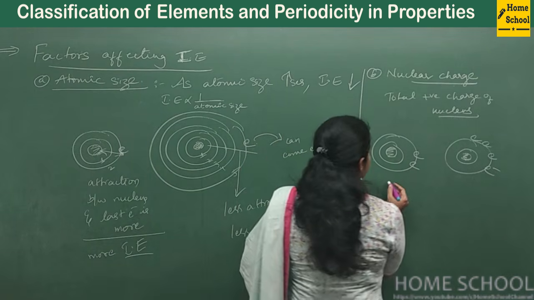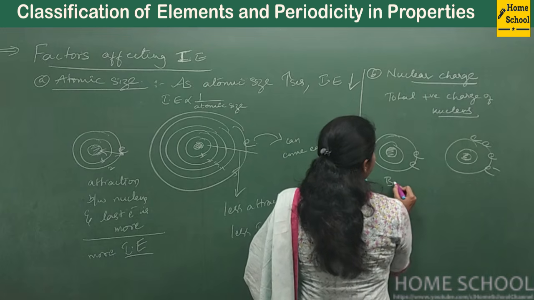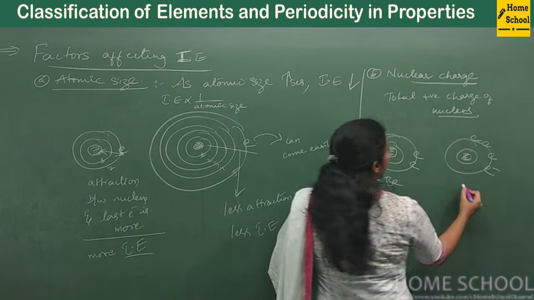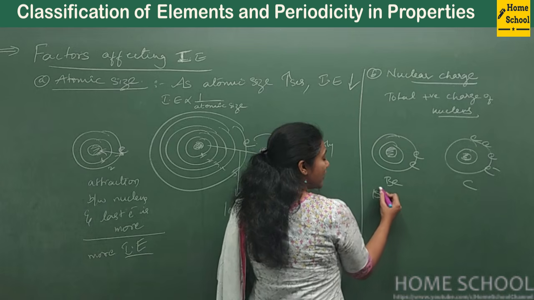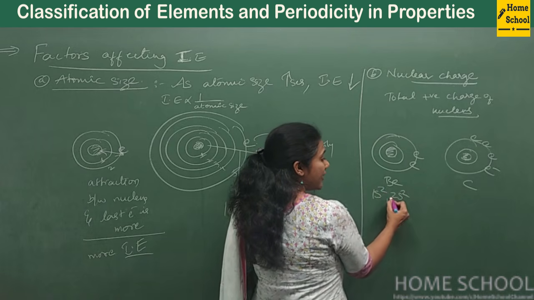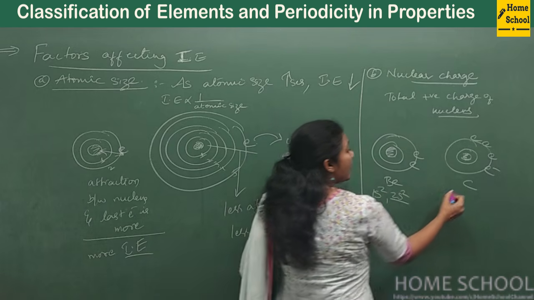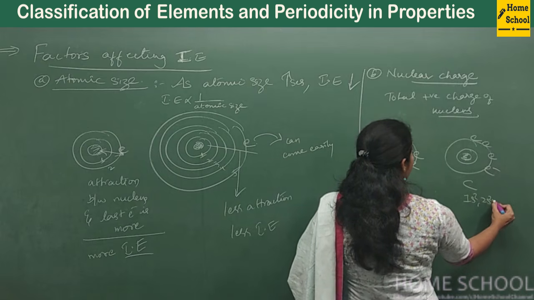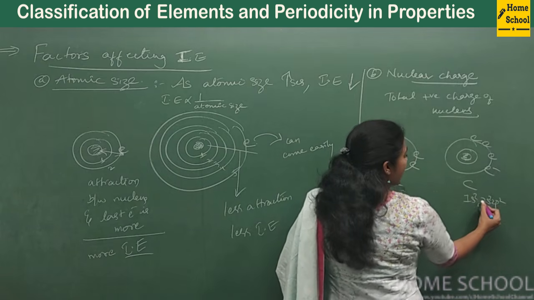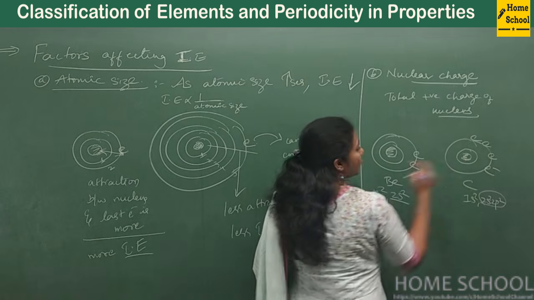We can say this as beryllium. Let me call this as carbon. So beryllium's electronic configuration is 1s2, 2s2. In the second shell, you have 2 electrons. And carbon's electronic configuration is 1s2, 2s2, 2p2. Right? So, second shell has 4 electrons.